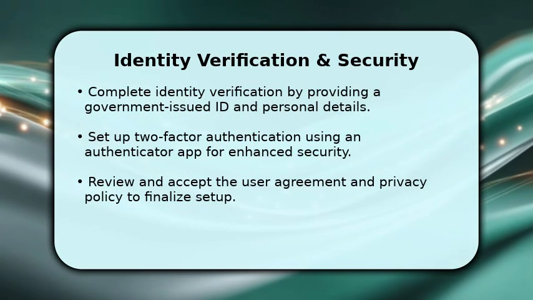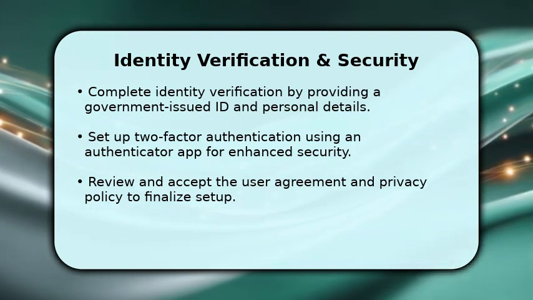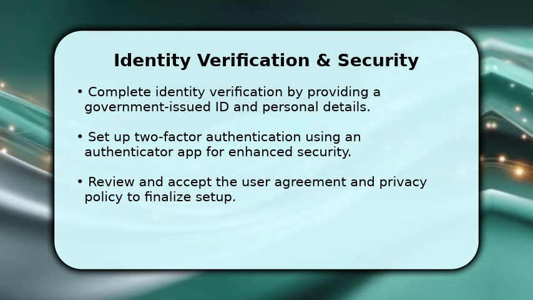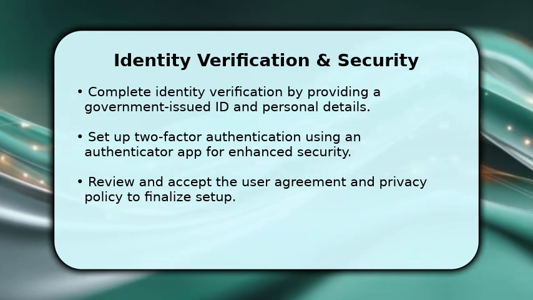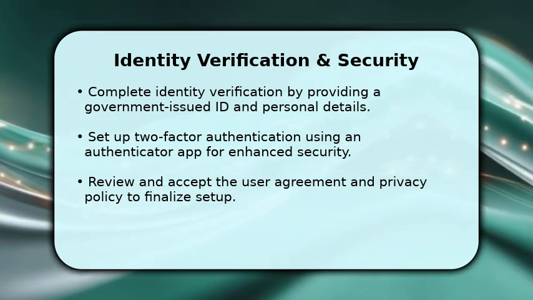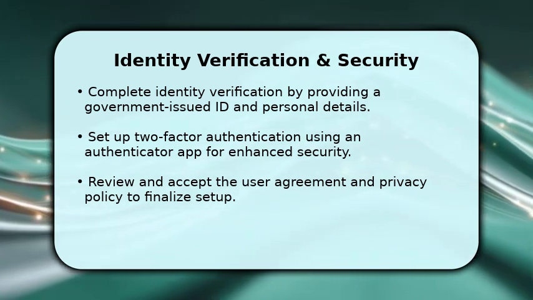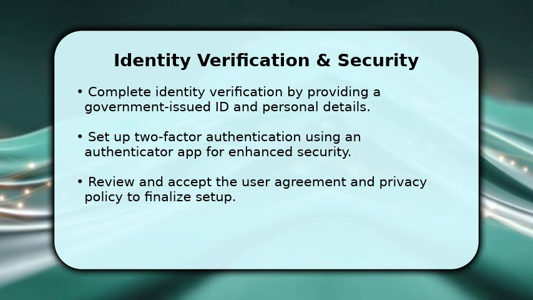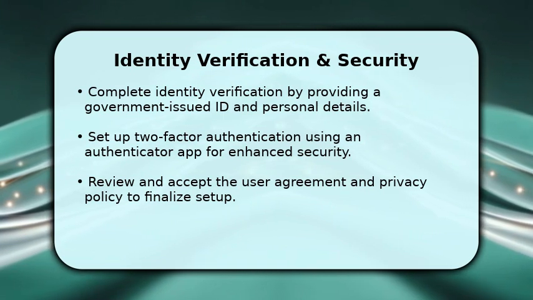Once your email is verified, you will complete identity verification by providing a government-issued ID and some personal details. This is a standard regulatory requirement. For enhanced security, immediately set up two-factor authentication, preferably using an authenticator app like Google Authenticator. Finally, review and accept the user agreement and privacy policy. These steps ensure your account is secure and compliant with financial regulations.